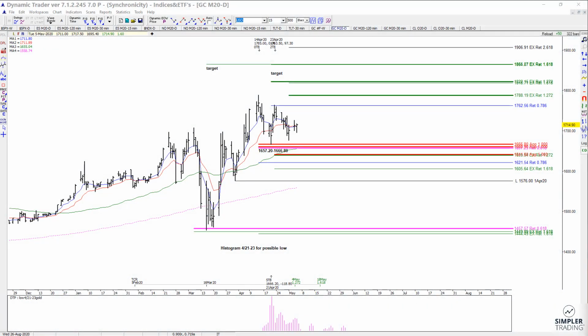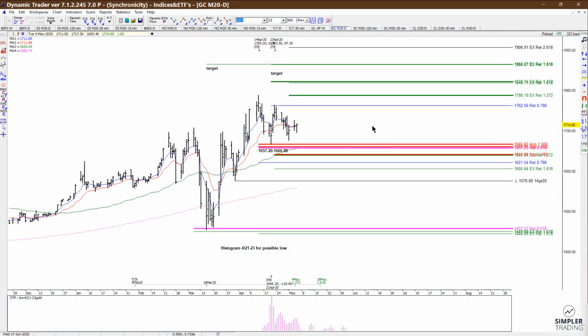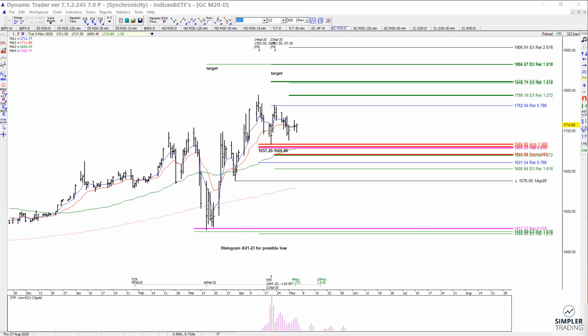In today's video, I'm going to take a look at the gold market, and I will tell you that it's been boring recently, but this is where we originally had a time and price setup. This is the June contract, and we had a price cluster that came in at 1657.20 to 1666.80, and at the same time that we tested this key support, we had timing for a low.